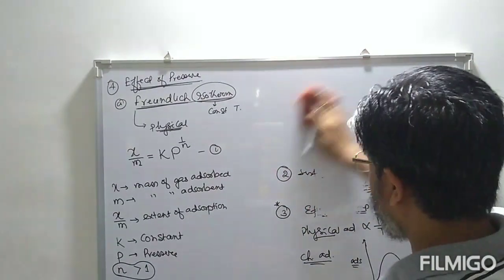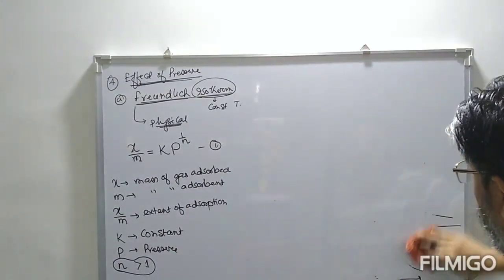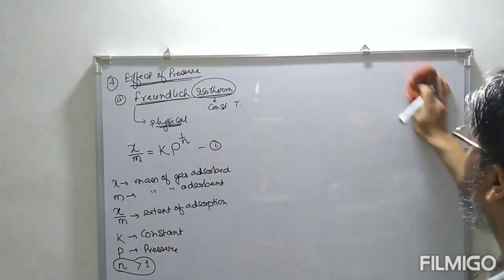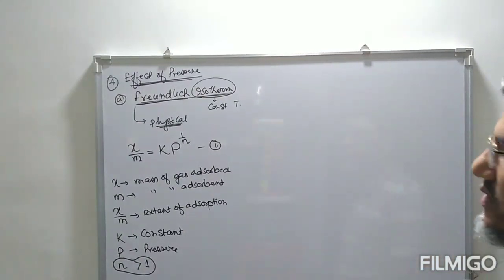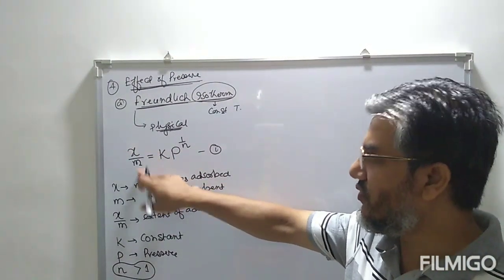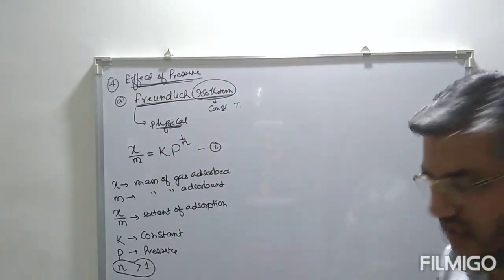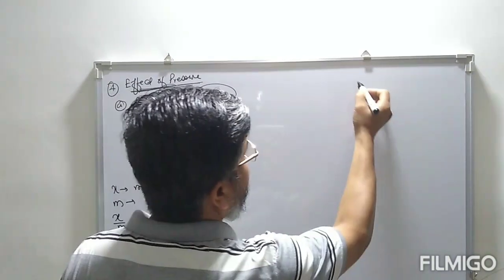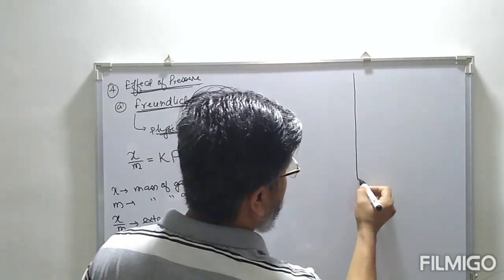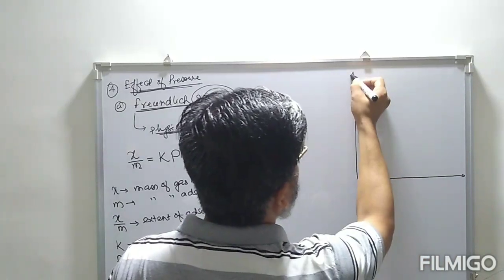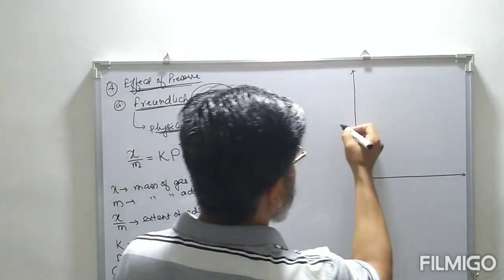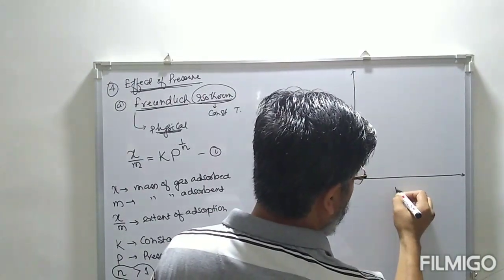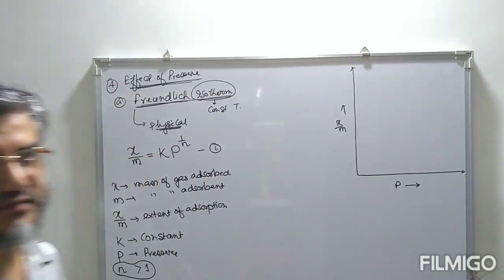Now the equation says extent of adsorption is directly proportional to pressure. That means if we increase pressure, the amount of gas adsorbed, or extent of adsorption, will increase. Graphically, this is extent of adsorption, this is pressure.